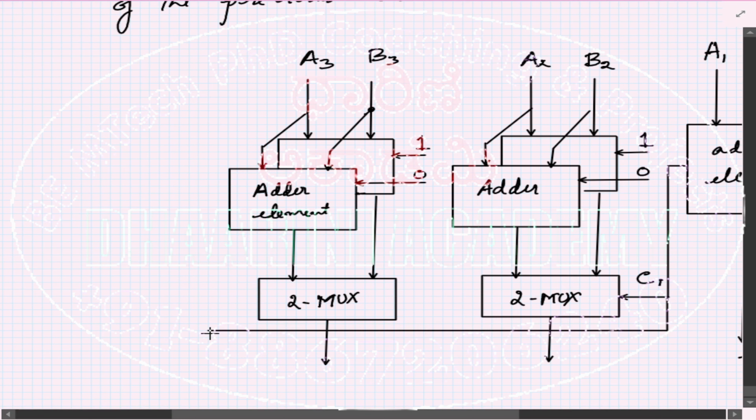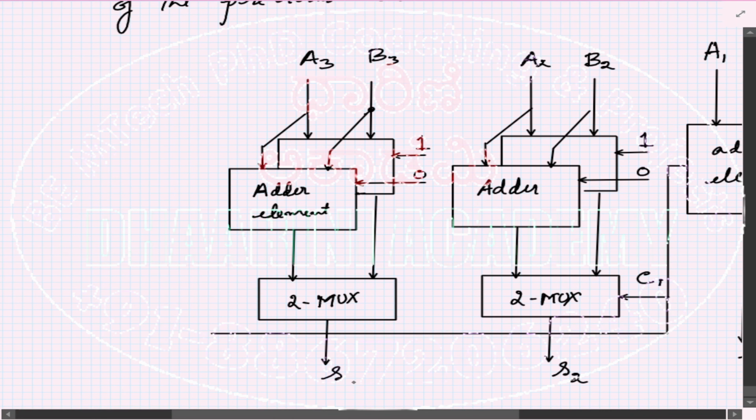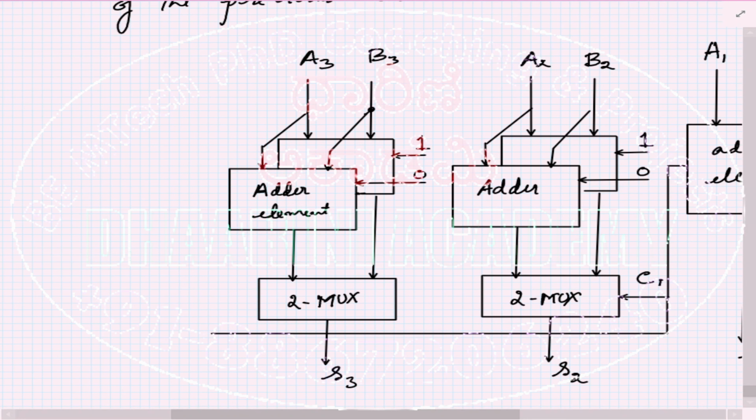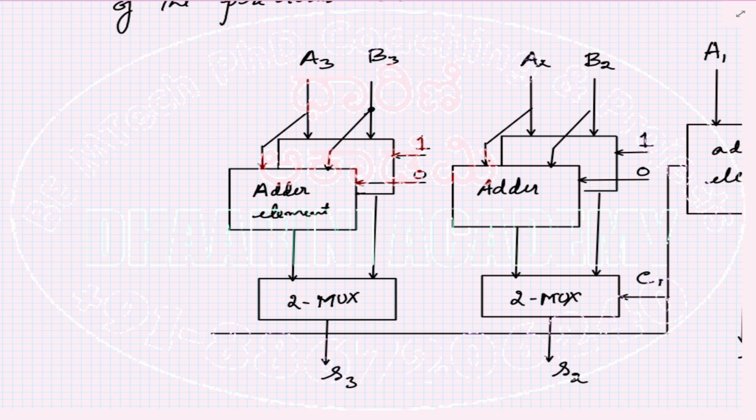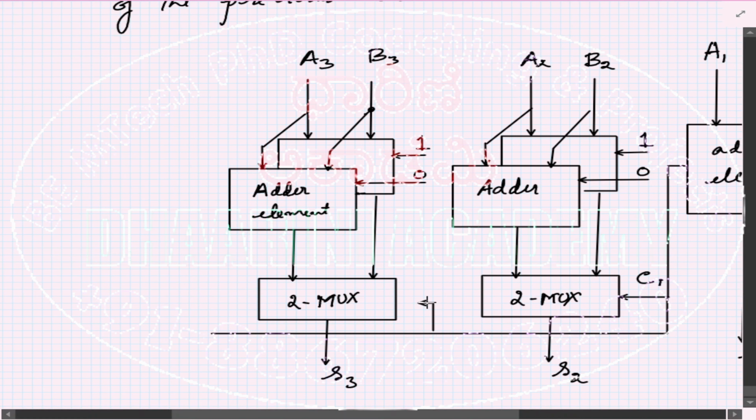Next layer, I'll just keep it here. So let me say that this will be S2 and this will be S3. So I need a select line for my MUX here. So let's do it like this. It actually will be collected from here and given as a select line for this. So this is the select line. Here also you are using C1 as the select line.